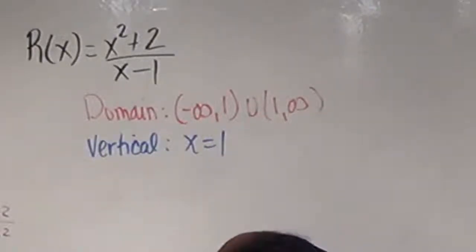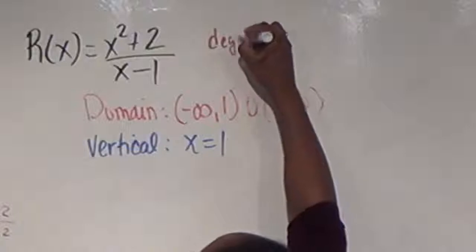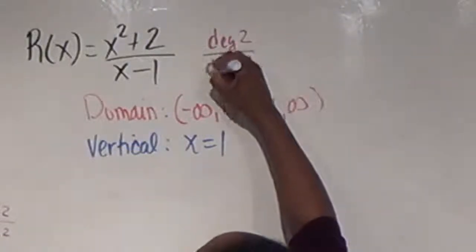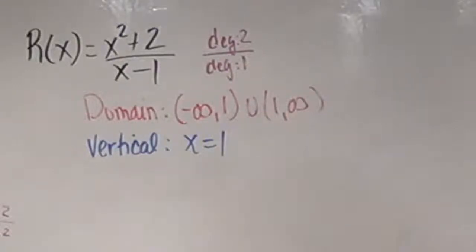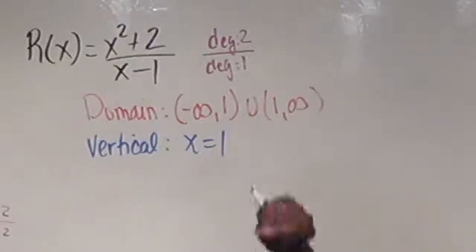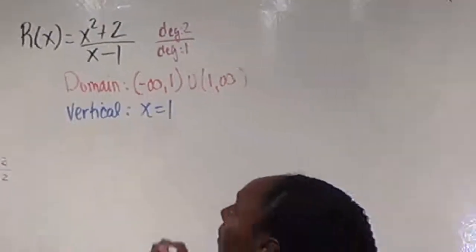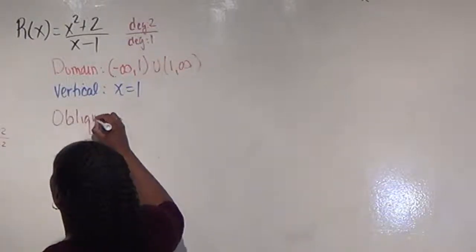Now for the horizontal and oblique asymptotes, we see the degree on the top is 2, but the degree on the bottom is 1. So the top is growing a lot faster than the bottom, which means I'm not going to get a horizontal asymptote. As I move further and further away, the top is going to be much bigger, and so it's going to keep increasing. So in this case, I'm actually getting an oblique asymptote.